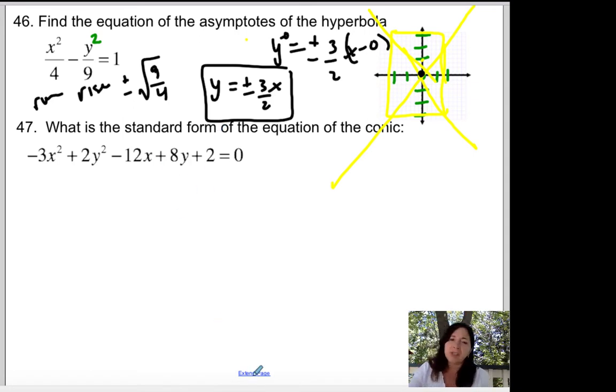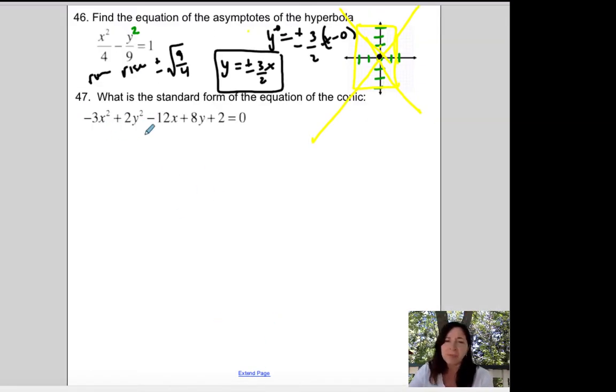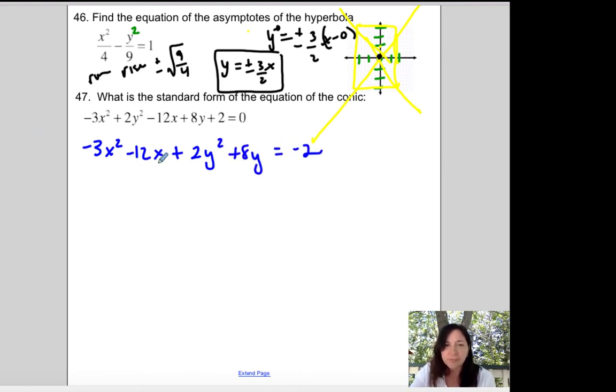Let's find the equation for the asymptotes for this problem. But before I do that, I actually need to complete the square to solve and put it in standard form. So I am going to start by grouping my x terms. So I'm going to go negative 3x squared minus 12x. And then I'm going to group my y's. So 2y squared plus 8y is equal to negative 2.